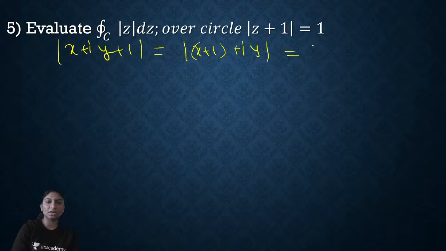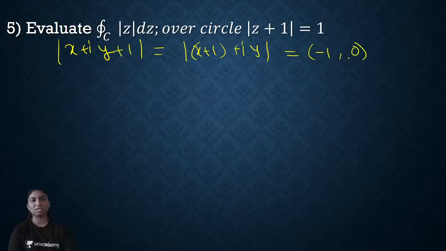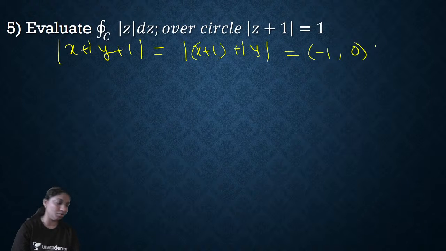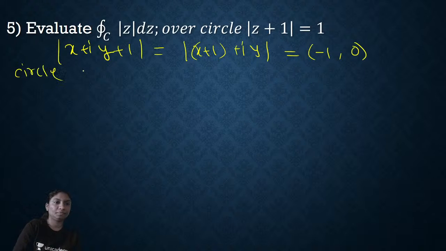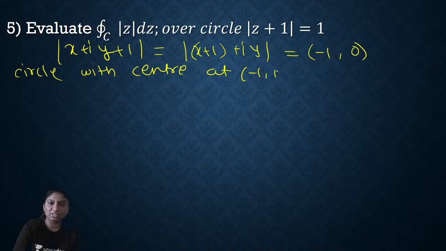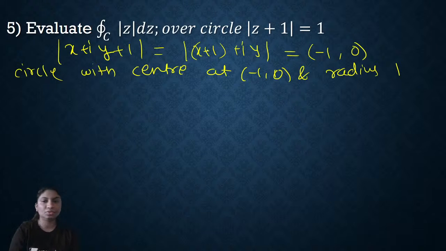So this is a circle with x minus a and y minus b. तो b 0 है, x minus a तो ये हो जाएगा minus 1 है ना, minus 1 0. This is a circle with center at minus 1 0 and radius is 1. Okay, so ये minus 1, so obviously the curve lies on the curve C.